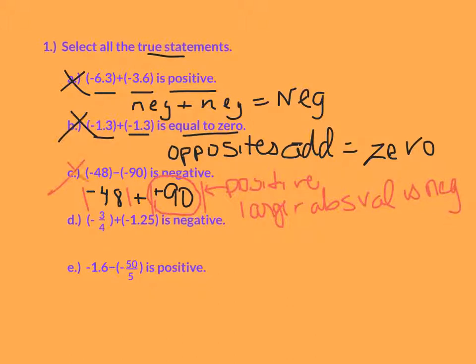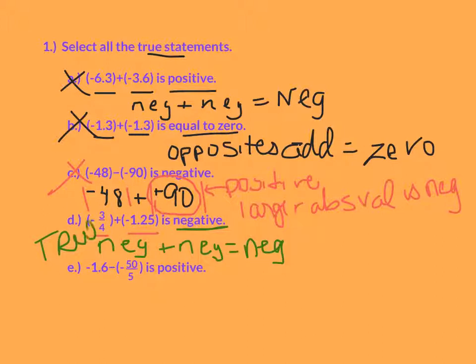Okay, so far I haven't found any that are true. Okay, so negative 3/4 plus negative 1.25 is negative. Well, just like in the first one, when I add two negatives together, this is a negative plus a negative, my answer is, of course, going to be negative. And that's what it says here, so therefore D is the first statement that is true.